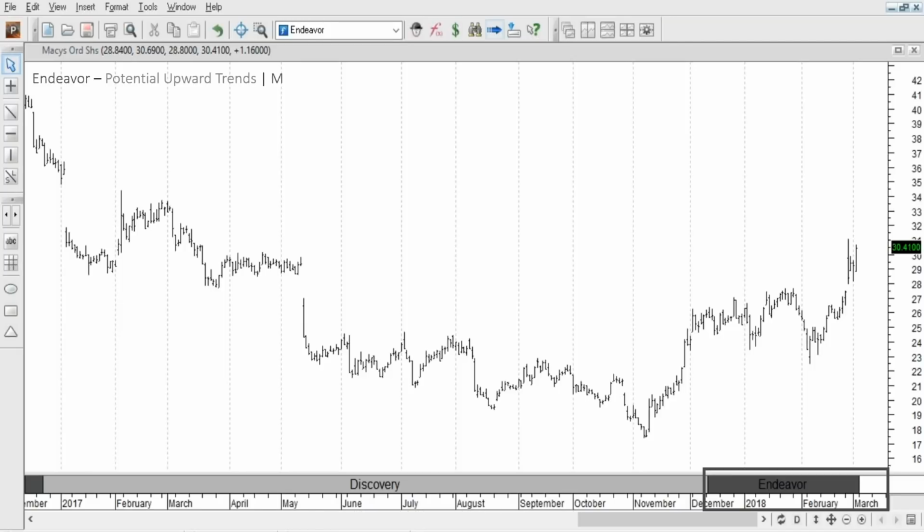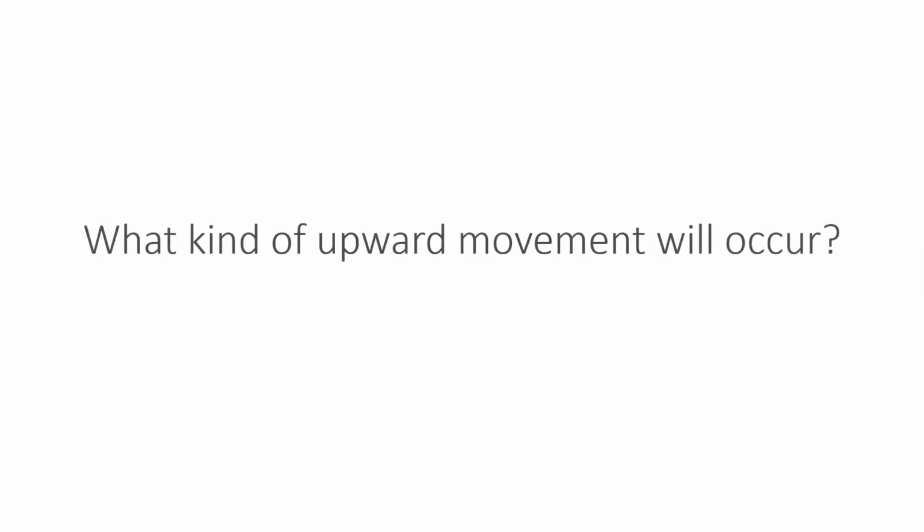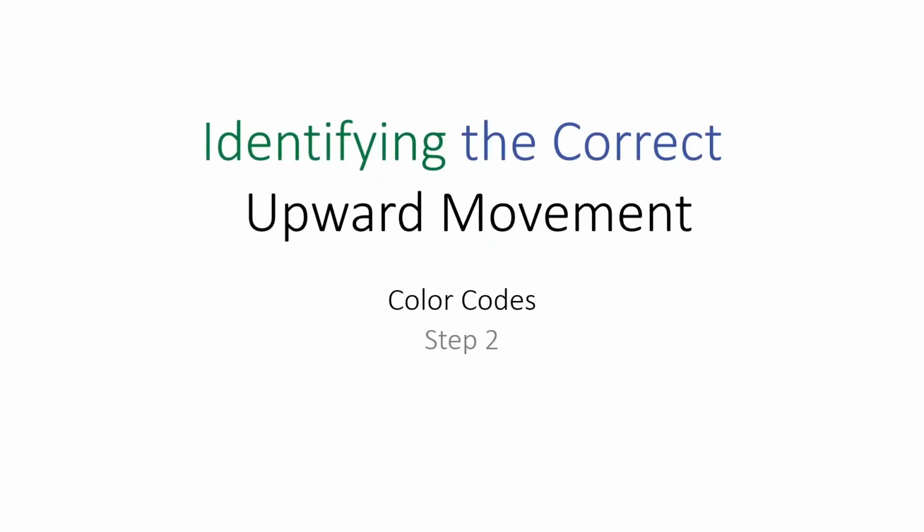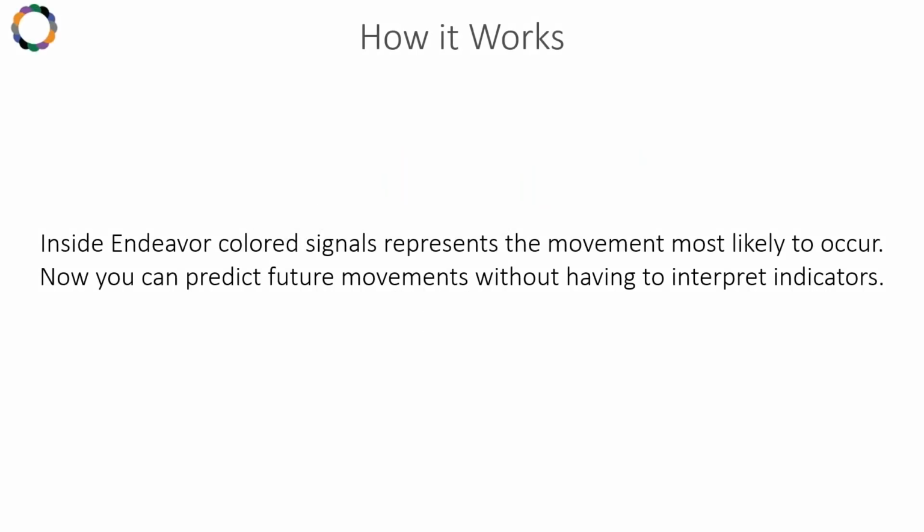It's that simple. No matter the stock, when price is in the Endeavor category, you can expect an upward movement. The question then becomes, what kind of upward movement will occur? Which brings us to color codes step 2. Identifying the correct upward movement. And this is how it works.